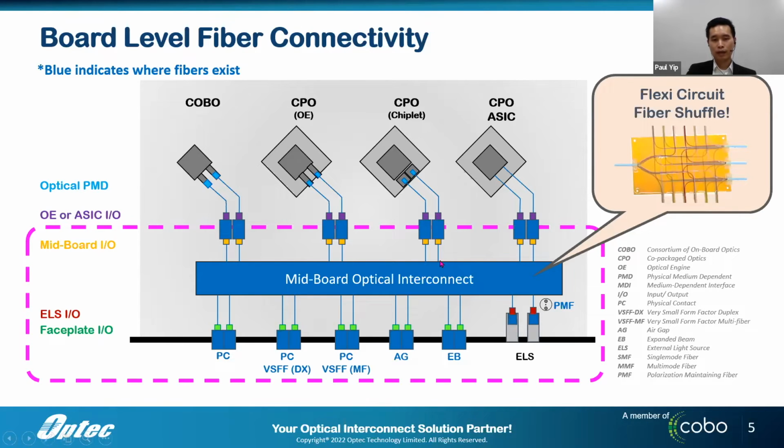From here, we are proposing to use this flexi circuit. I will explain a little bit more about this later on, but mainly we are talking about the midboard. This is the I/O interface, and this is the faceplate interface. Of course, there is also an external light source to be coupled, so that extra light power is given to the ASICs so that it can go out to the outside world. So there are PM fibers used inside.